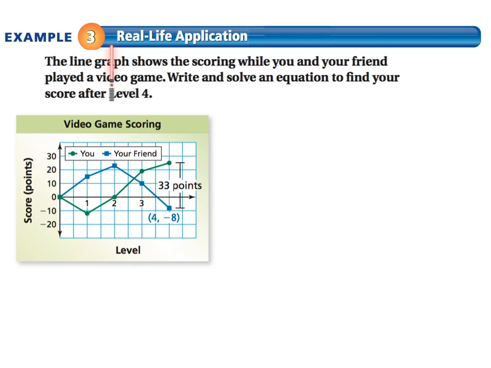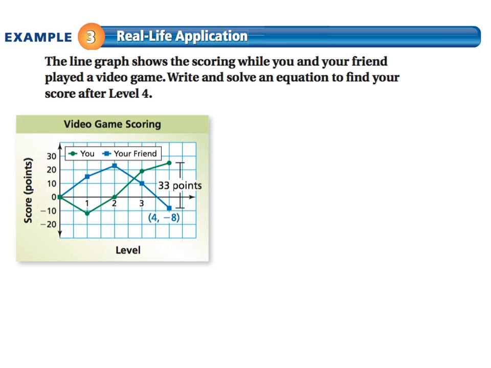So let's look at our real life application. A line graph showing the scoring while you and your friend played a video game. Write and solve an equation to find your score after level 4. So let's look at this graph. Here's our level and here's our score in points. So you are in green, your friend is in blue.